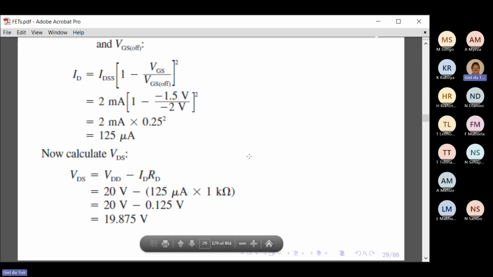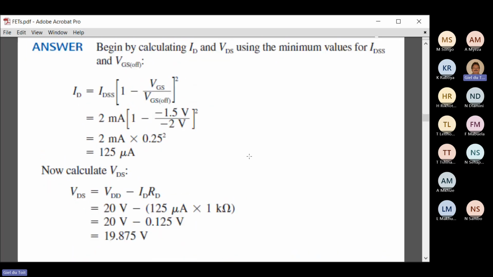People, I think I'm going to stop here. Is that very clear to you right now? Do you have any question on how to calculate this? The current through the drain, which is the same as the current through the source. Those currents are the same. Is there anyone who's got a question on this?